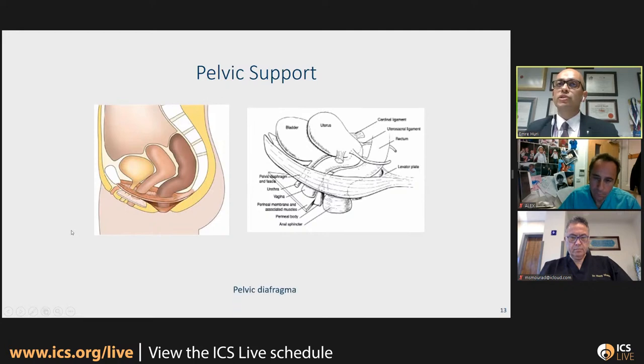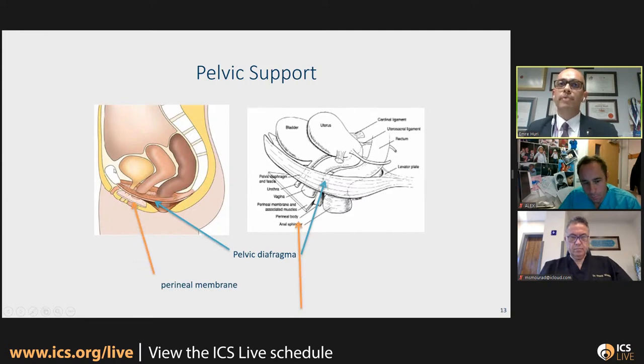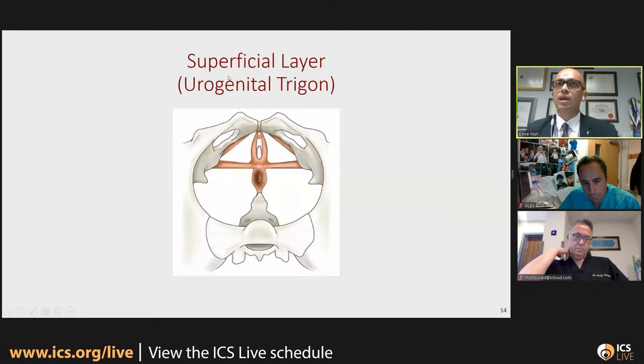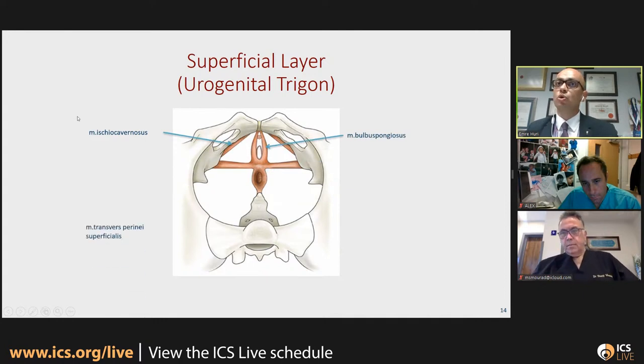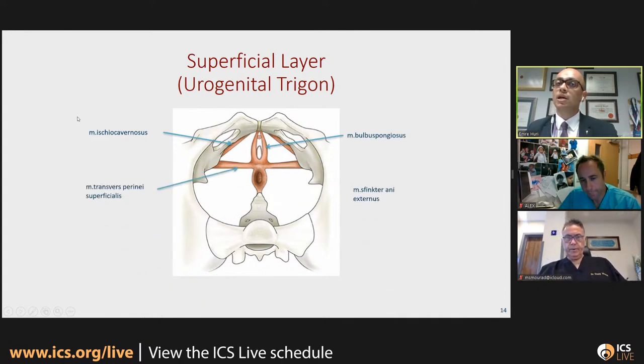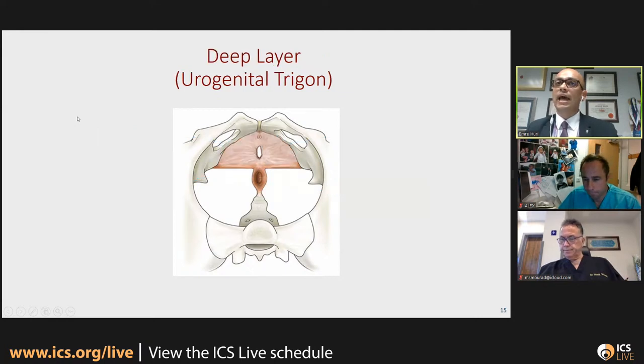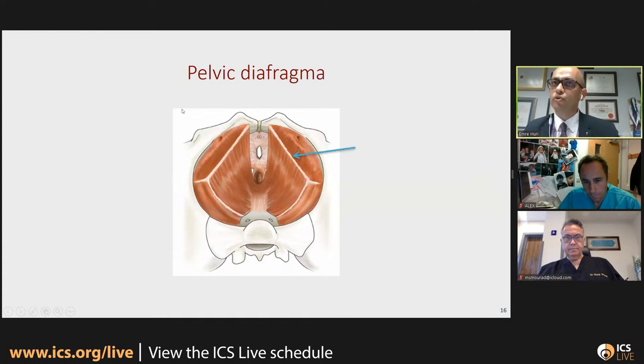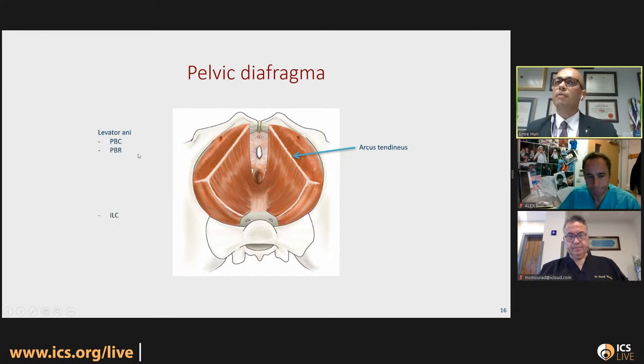As a summary, from outside to inside, I would like to show the pelvic support. The pelvic diaphragm covers the urethra, vagina, and the rectum together, and the perineal membrane covers the urethra and the vagina. The superficial layer in the urogenital trigone consists of the ischiocavernosus muscle, bulbospongiosus muscle, and transversus perinei superficialis, and the deep layer in the urogenital trigone is covered by the transversus perinei profundus. Inside the pelvis, you can see the pelvic diaphragm, laterally the arcus tendineus, and the whole pelvic diaphragm covered by the levator ani muscle group.